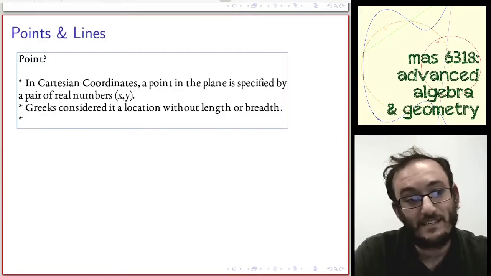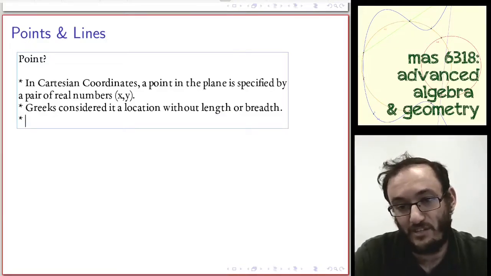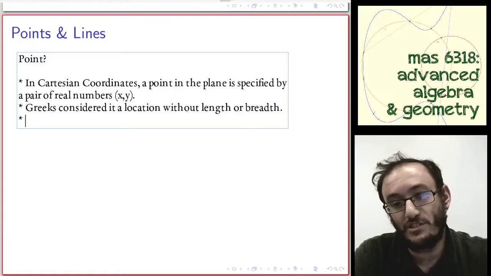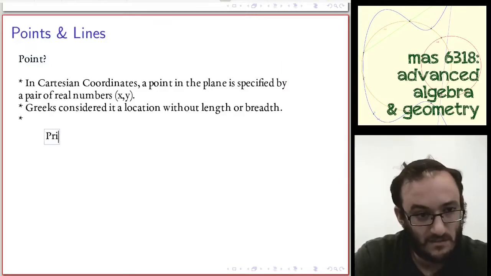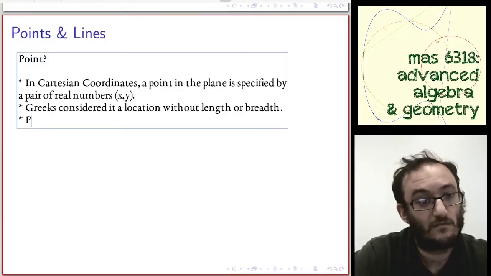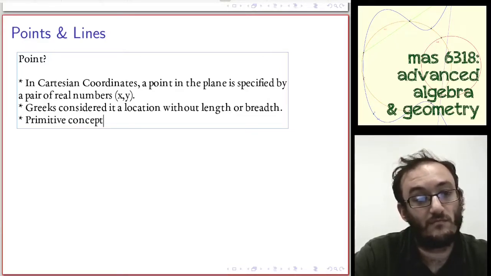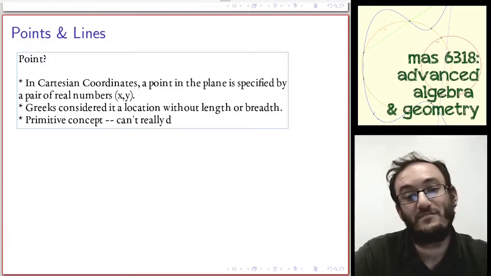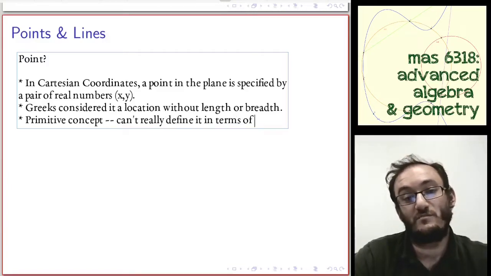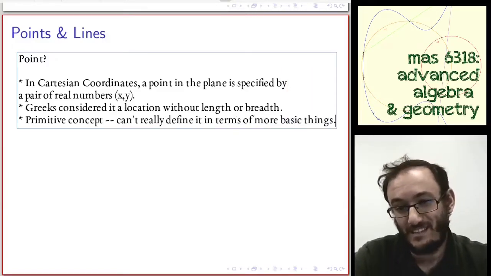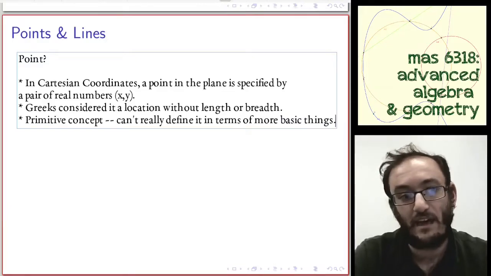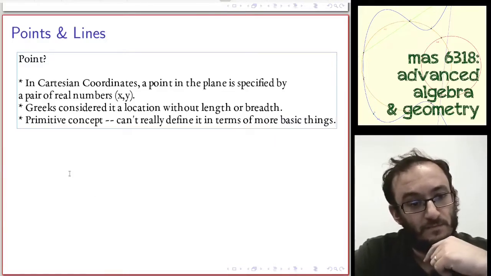For our purposes, it's okay not to have a great definition. Logicians will say it's a primitive concept. So we can't really define it in terms of more basic things. It's one of the most basic things you can have.